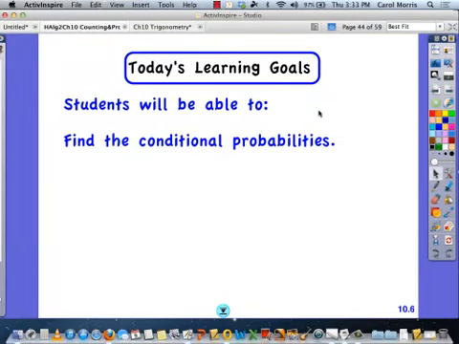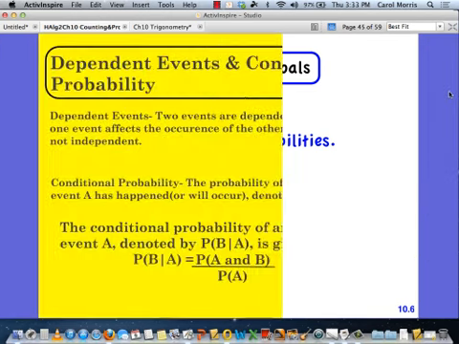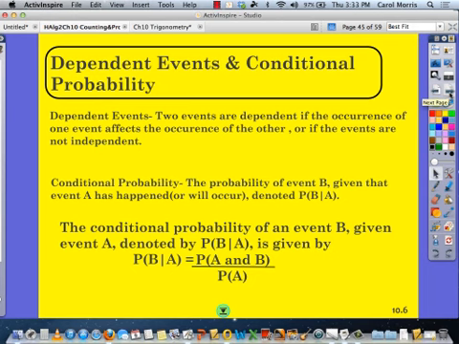Okay, as you can see, our next topic is going to be about conditional probabilities. We've had independent, we've had dependent, we've had mutually exclusive, we've had inclusive. Now we're going to be dealing with what it means to have a conditional situation. So dependent events and conditional probability. And dependent really is because you have one thing depending on the other. So let's look at some definitions.